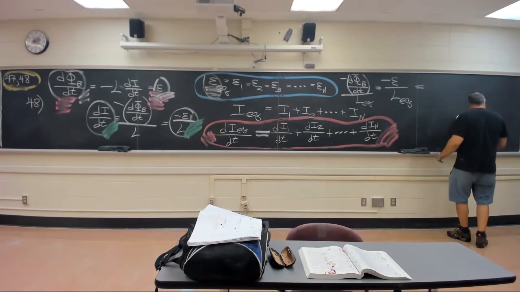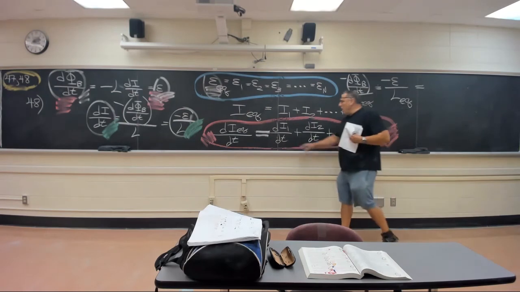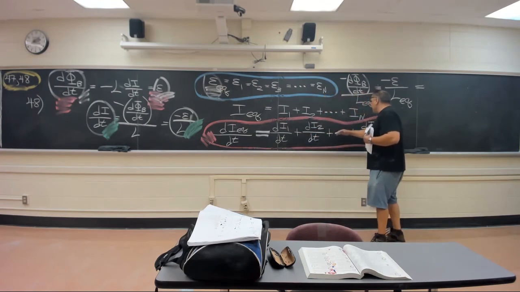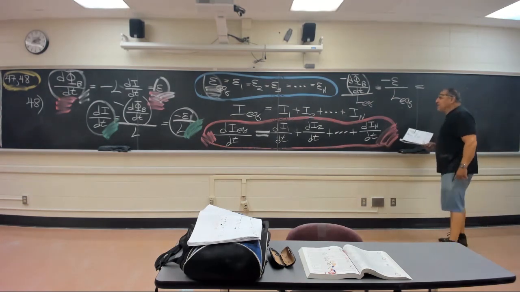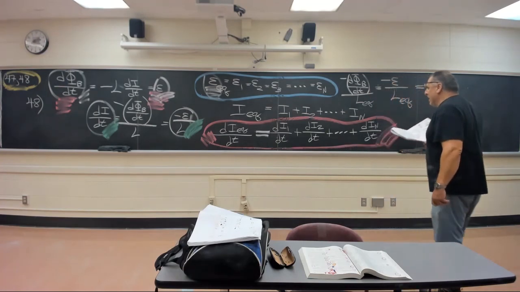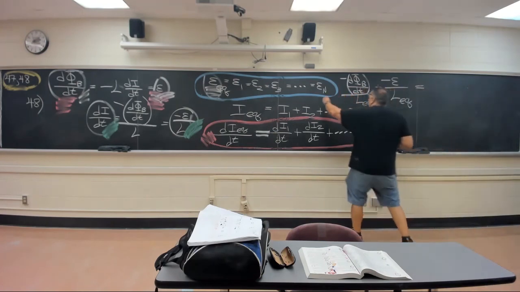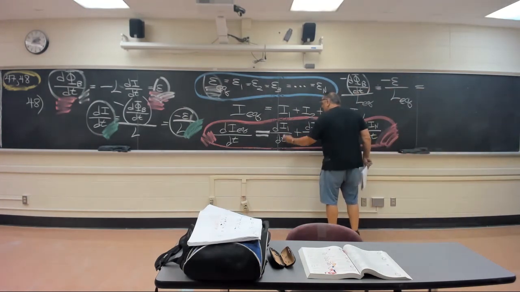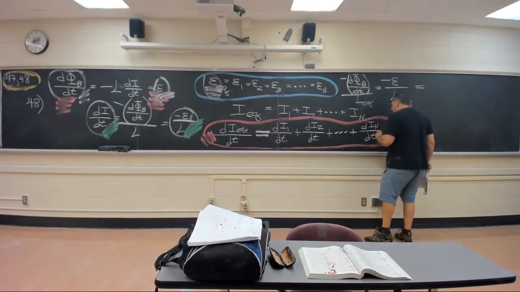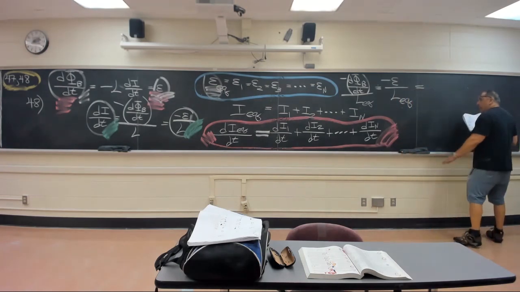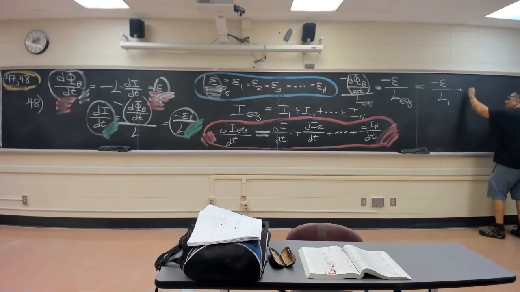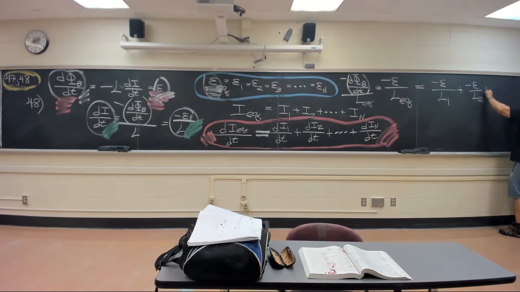The big thing is you got this, and all the di/dts, di1/dt, di2/dt, plus dot, dot, dot, all those, let's add them together. All the di1/dts are negative E, or you can call it epsilon, negative epsilon over the associated L. So this right here is negative epsilon over L1, negative epsilon over L2, negative epsilon over L sub n. I'm adding them together, guys. Well, we know how this story ends.